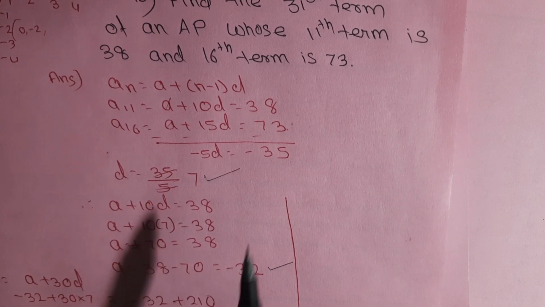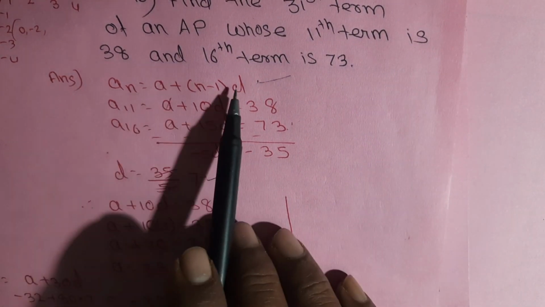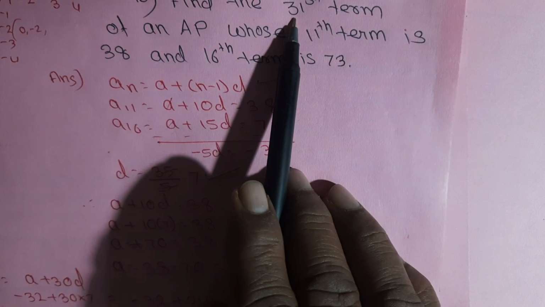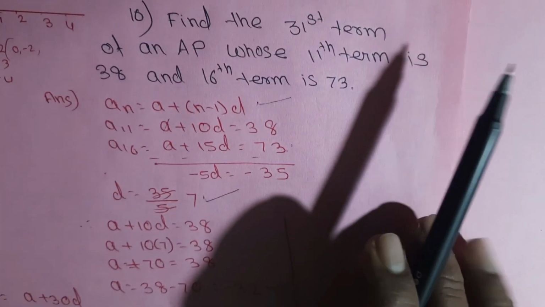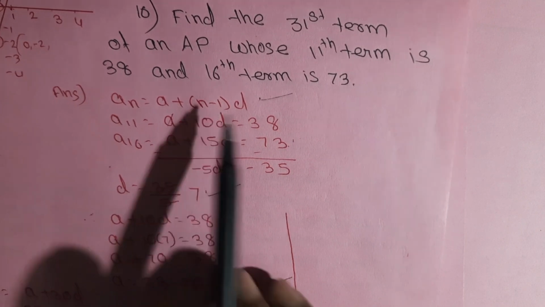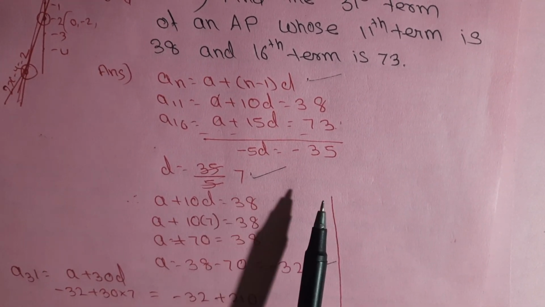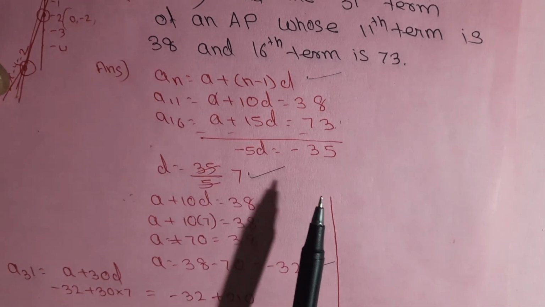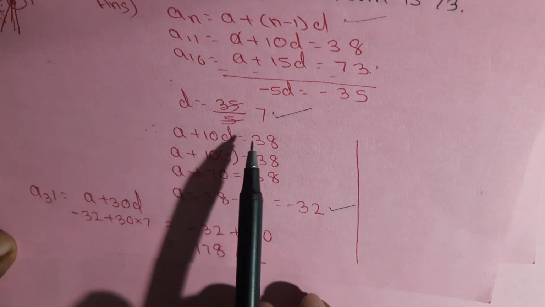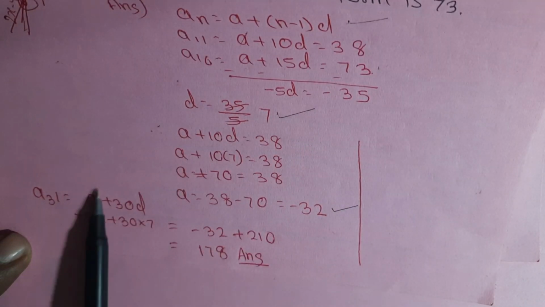Now to find out any term, we have this equation. Here put the value of a and here put the value of d, and n: because we have been asked for the 31st term, n minus 1 will be 30. Now you see a plus 30d. So by putting the values of a and d that you got by solving, put them here.